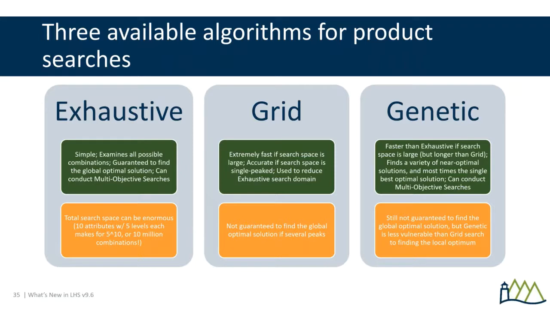There are a couple algorithms already included in the choice simulator. The exhaustive algorithm, which is essentially exhaustive, right? It goes through all the possible combinations. But the exhaustive algorithm gets really long and arduous if your search space is large, right? So if you have 10 attributes with 5 levels each, you're talking about 10 million combinations that it has to search through. And that can just take a really long time. So usually with a larger search space, you'd move to a grid search, which is really fast. But the downfall of the grid search is that it's not guaranteed to find your global optimal solution.